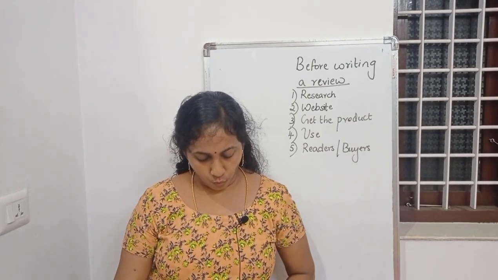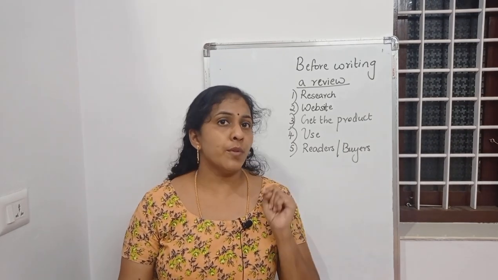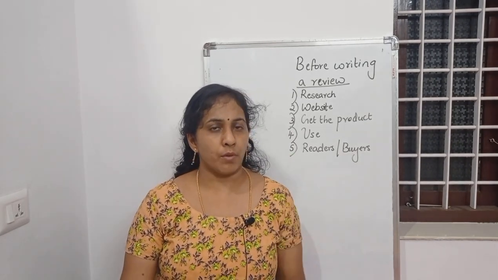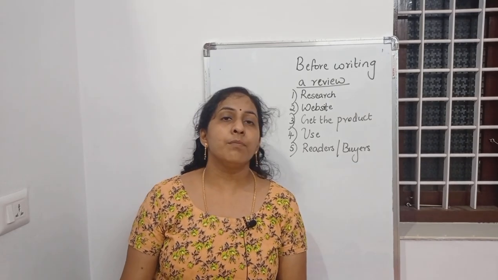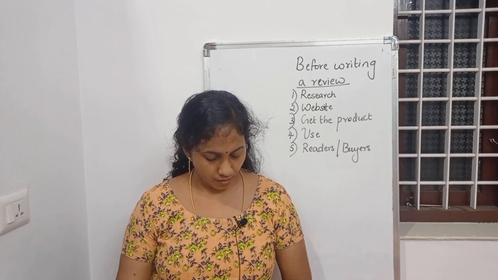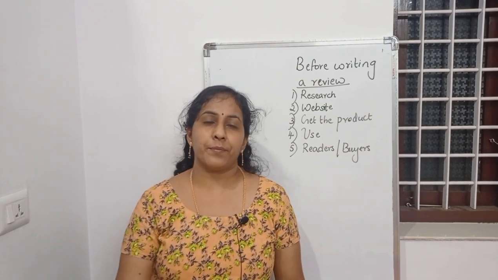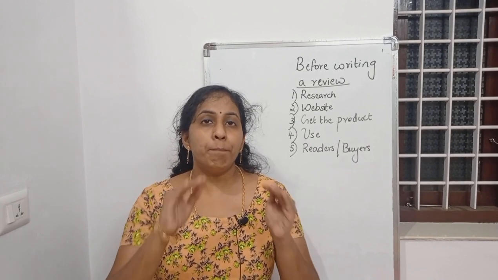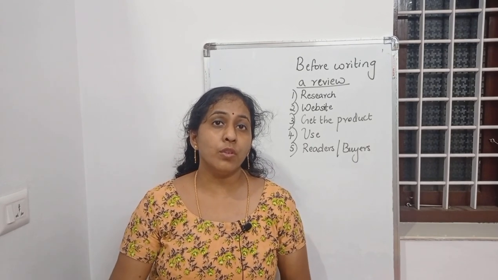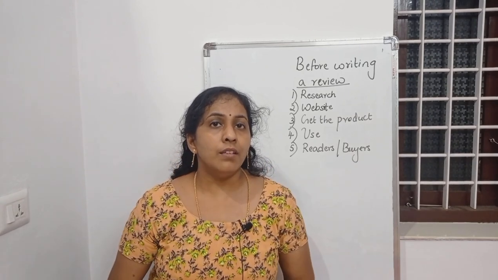And this is the most important aspect of writing a product review, that is use the product. Get the product and use the product. Use the product is the most important aspect of writing a product review. Know what the readers are looking for. That is the fifth one, that you should know the pulse of the readers, or you should know the potential buyers. What are the potential buyers looking for?